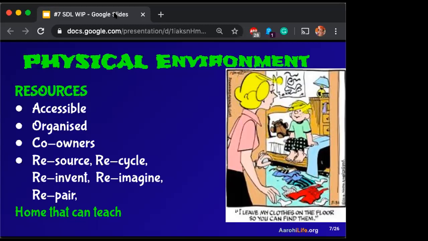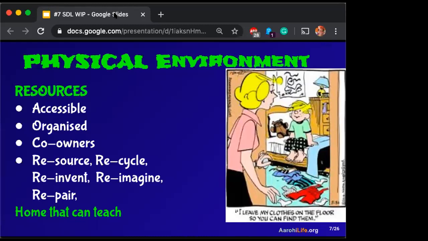Meanwhile, I'll just go through the list that we have on the slide, which is fairly self-explanatory. The key things in a physical environment are the resources, which include the building and all the material inside it, right from the big ones, like cars and fridges and cupboards and beds, to little tiny things like needles and marbles and seeds and buttons, right?